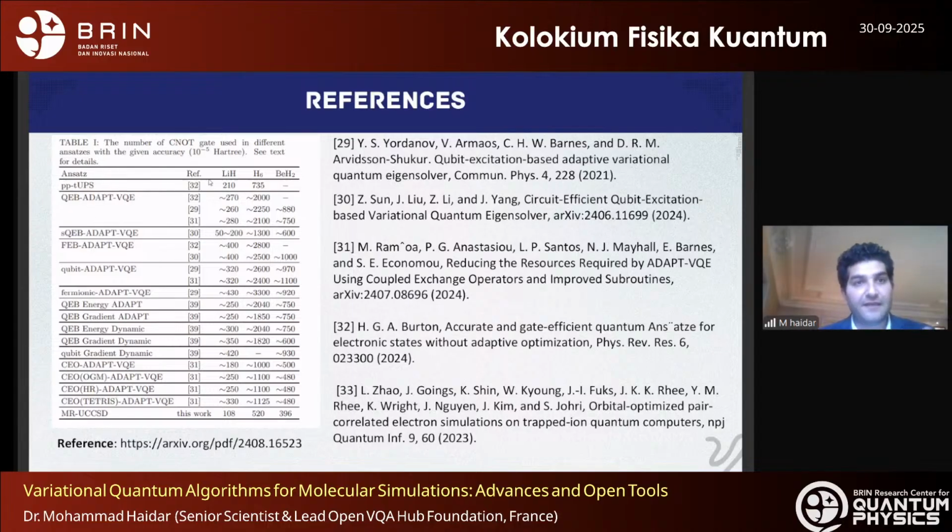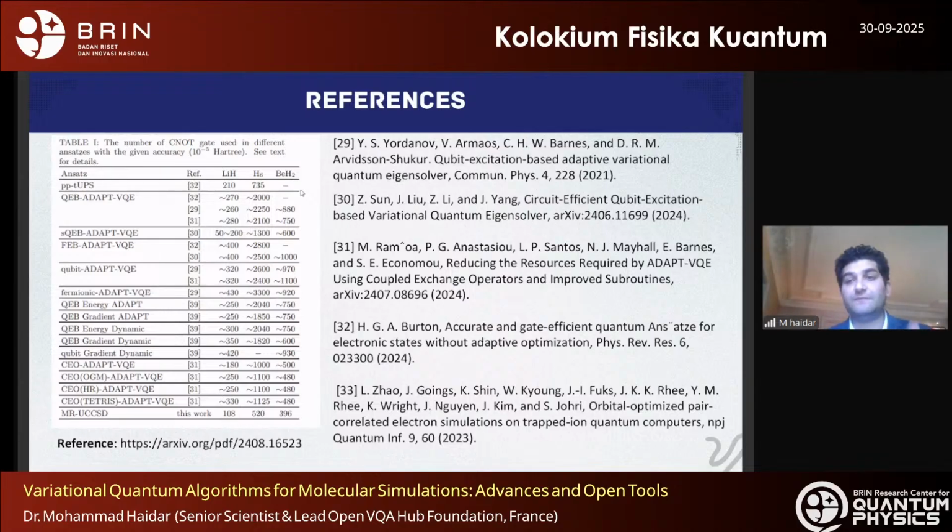In this paper, they work on multi-reference unitary coupled cluster. They compare it with the other ADAPT-VQE methods. Mostly people work on the standard three molecules in the STO-3G basis set: lithium hydride, hydrogen, and beryllium hydride. As you have seen here, the CNOT gate counts are still high, even at an accuracy of 10 to the minus 5 Hartree. They haven't mentioned anything about the number of CNOTs, the number of shots, or the number of parameters as well.